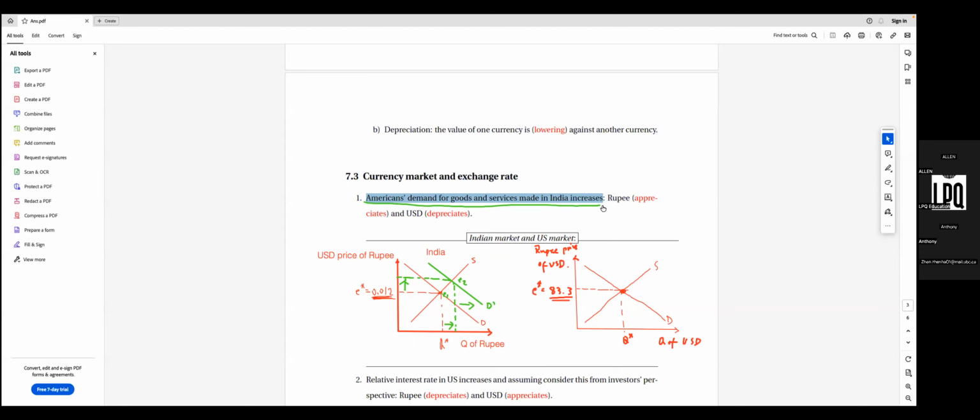Okay, this is what happened. And the left-hand side graph, one more time, imagine India. The left-hand side graph represents the point of view of India. So we are Indians. A lot of Americans come to our country and buy our currency. So in our market, the demand curve is increasing.